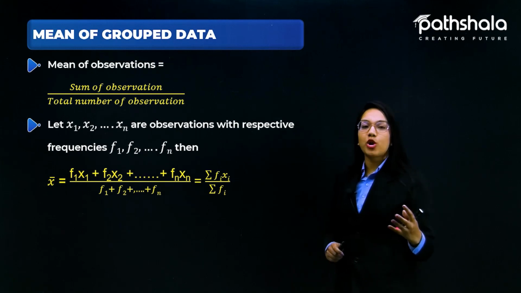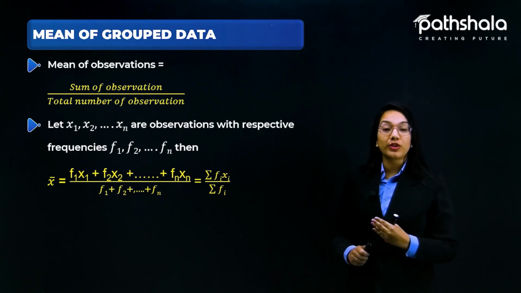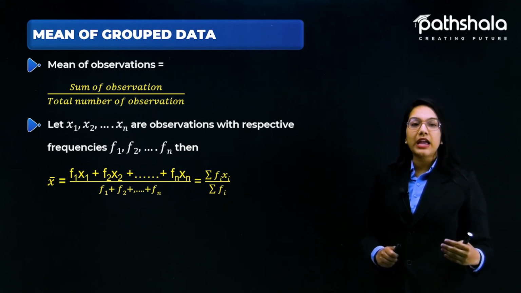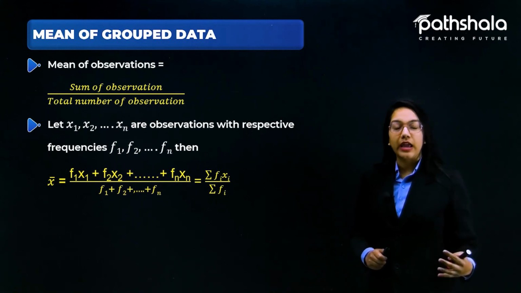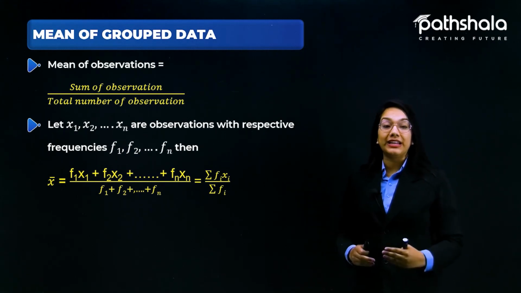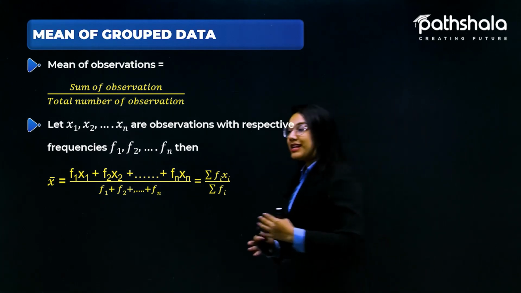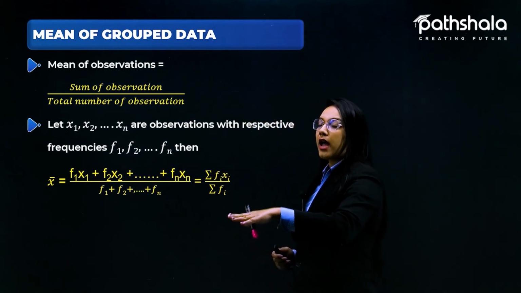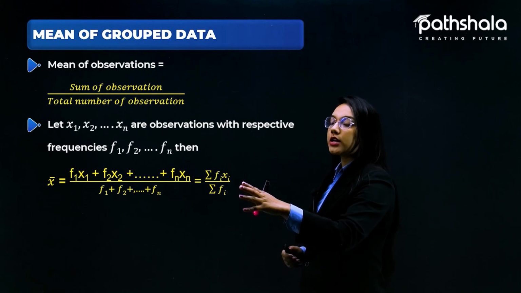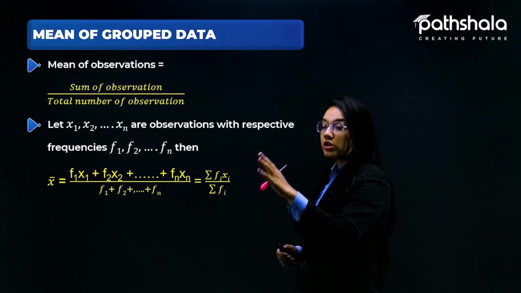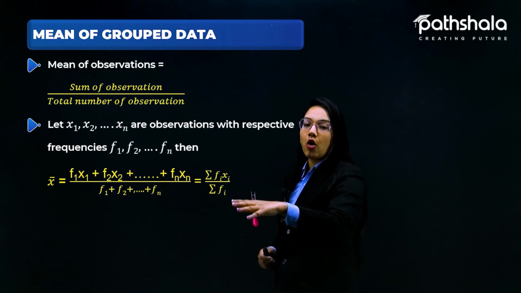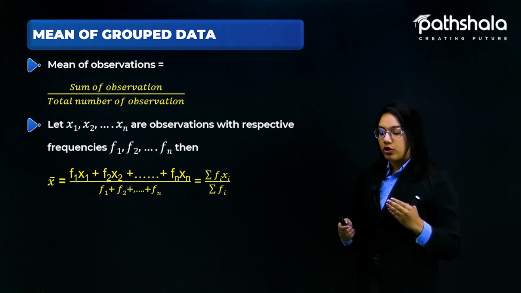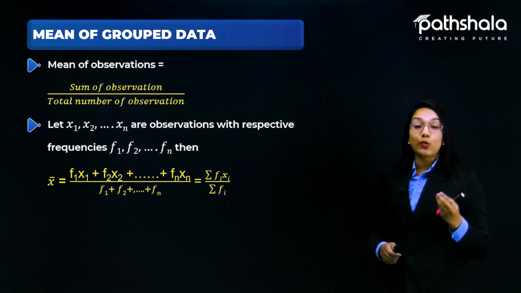So remember the formula for the mean when we have observations with respective frequencies: x bar is equal to sigma fi xi divided by sigma fi, where x bar denotes the mean. Sigma fi xi means the sum of the products of the frequencies with their observations, divided by the sum of all the frequencies, that is sigma fi.